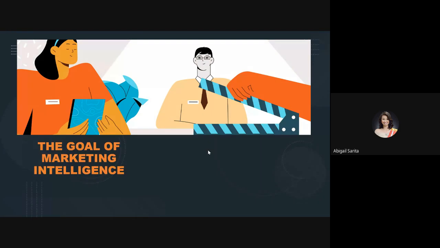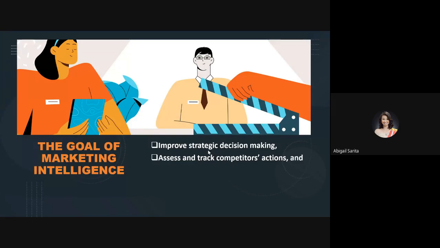Now, what is the goal of marketing intelligence? First is it improves strategic decision making. Ibig sabihin, meron kang options, hindi lang yung availability of informations inside your company, yung pagbibigyan mo ng pansin. Meron ka ng options outside your company. That's why it improves your strategic decision making because you can compare the informations from your company versus the information outside your company.